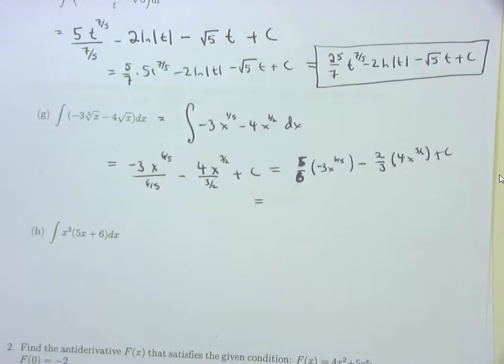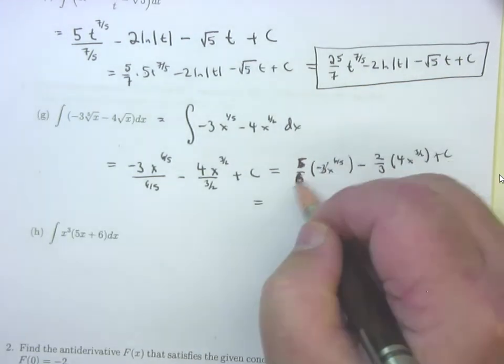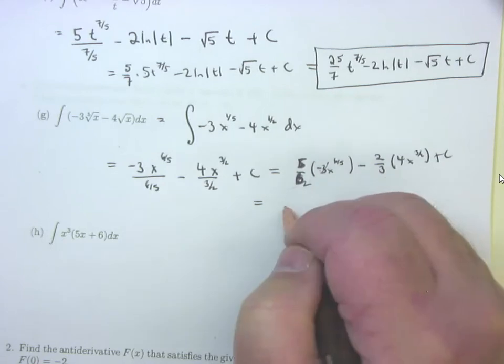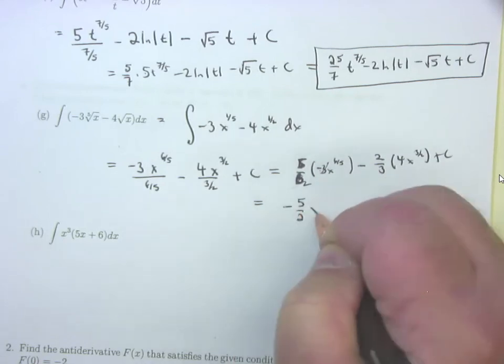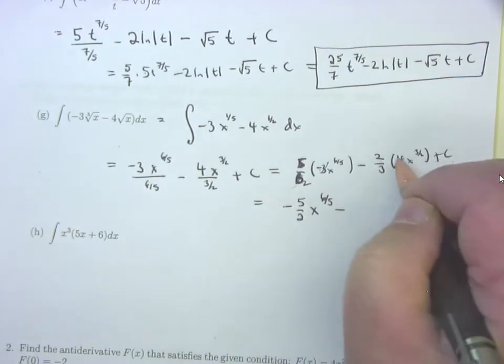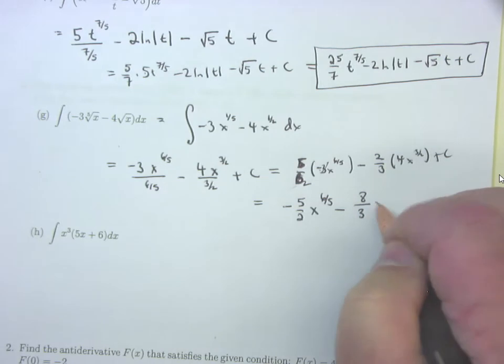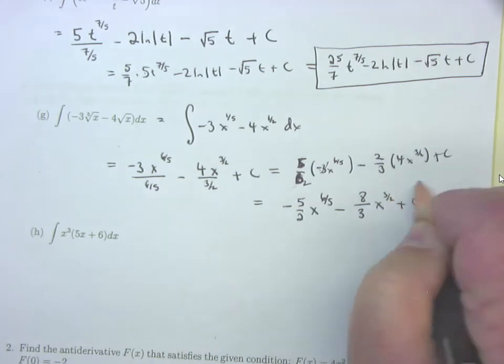And just clean up your constants. Now this is 5/6. 3 goes in the 6 2 times. Positive times a negative is a negative. That'll be -5/2 x to the 6/5. Minus 2 times 4 is 8 over 3, because nothing canceled there. x to the 3/2 plus c.